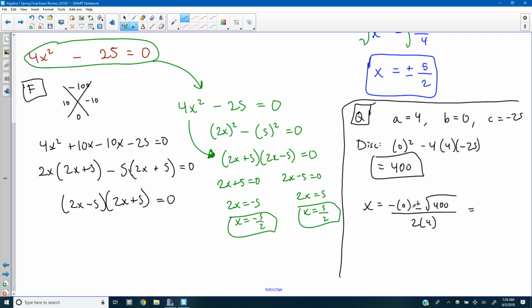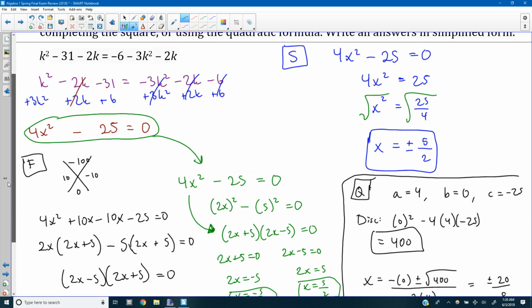Opposite of negative 0 is 0. We're just going to get plus or minus the square root of 400, which is 20. This is all over 8. Plus or minus 20 over 8. This can reduce. These can both divide by 4. 20 over 4 is 5. 8 over 4 is 2. Plus or minus 5 halves. So we get the answer all three ways.